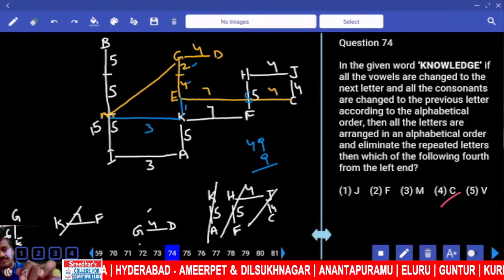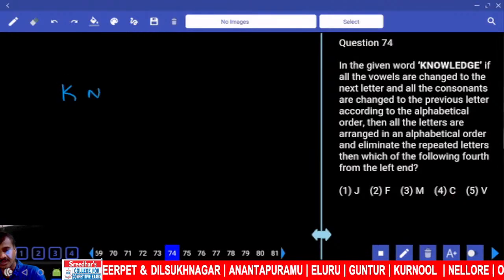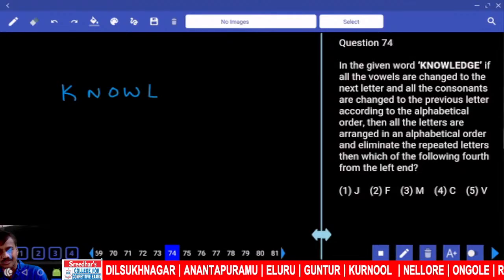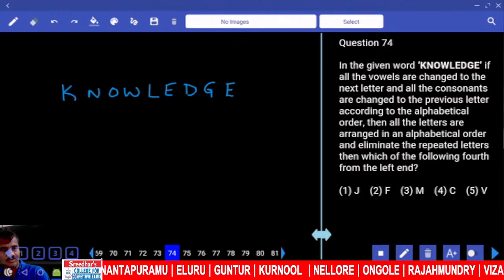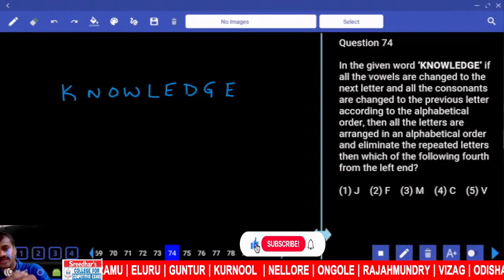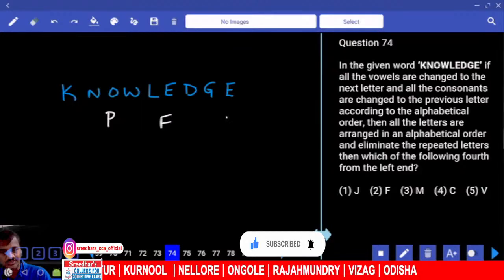Then 74, and a single question, first priority. What do we have? Knowledge. KNOWLEDGE. Now, in this word knowledge, all the vowels of the word change it to the next letter. Vowel change it to the next letter: OP, EF and GF.